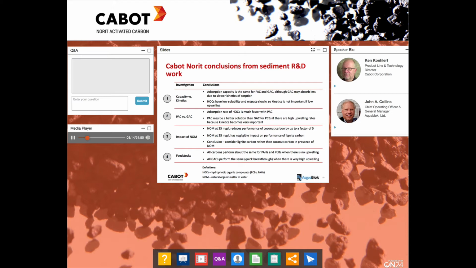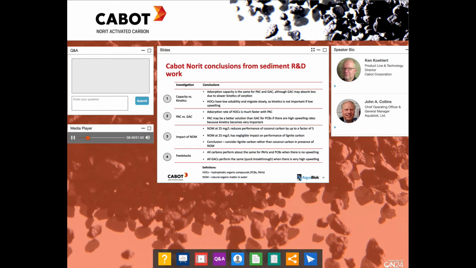Third, natural organic matter, or NOM, is an important factor in many water bodies. NOM can block pores and limit contaminant adsorption. This impact depends on carbon pore structure. For example, coconut carbons have a fine pore structure that can be easily blocked by NOM, resulting in poor contaminant removal performance. However, the broader pore size distribution of a lignite-based carbon maintains its performance in the presence of NOM.